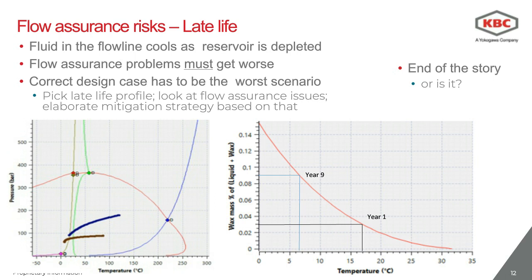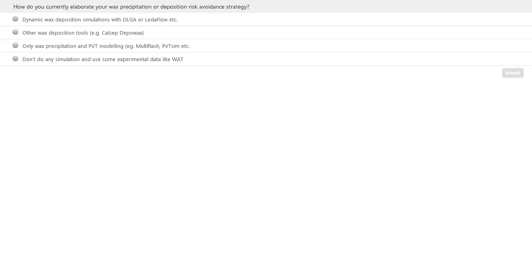Thank you. So on your screen now, we've got our second poll question. Again, you just need to select one answer. The question is, how do you currently elaborate your wax precipitation or deposition risk avoidance strategy? The options are dynamic wax deposition simulations with Olga or LeaderFlow, other wax deposition tools, only wax precipitation and PVT modeling, or don't do any simulation and use some experimental data like wax appearance temperature. I'll give you a few more moments to get your answers in.